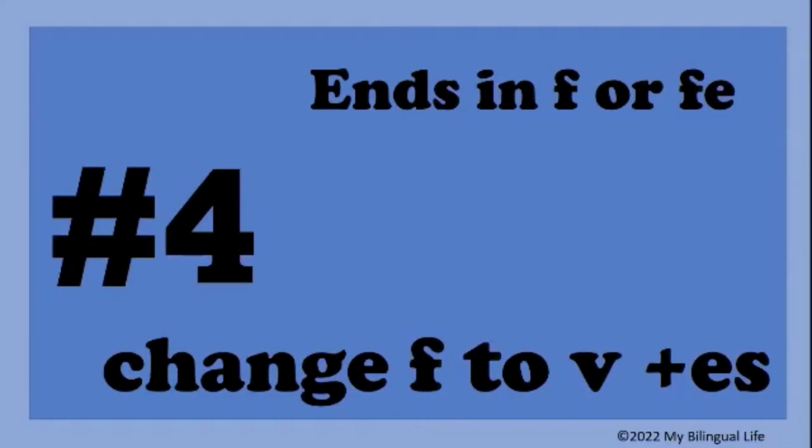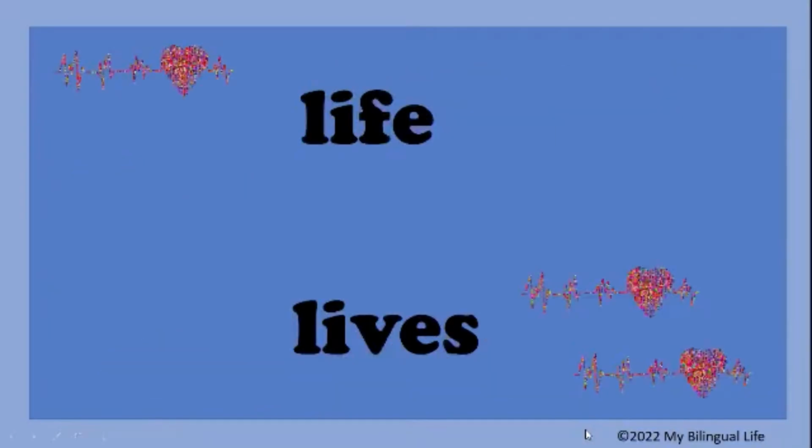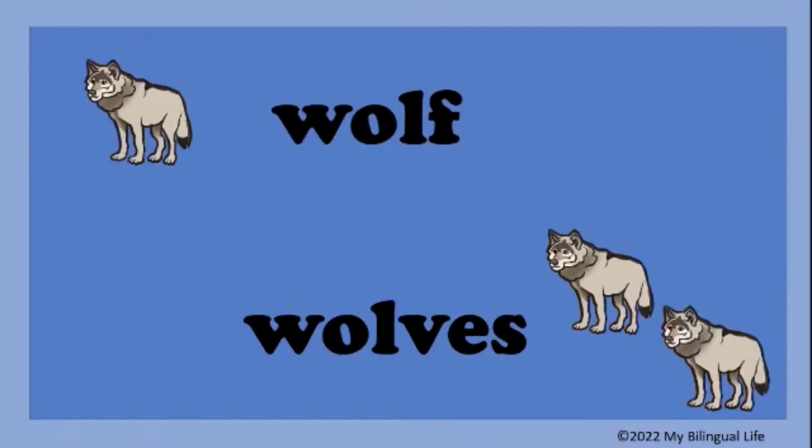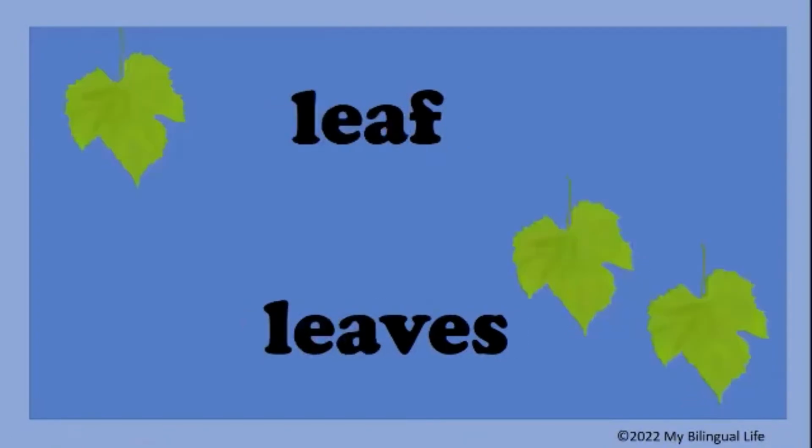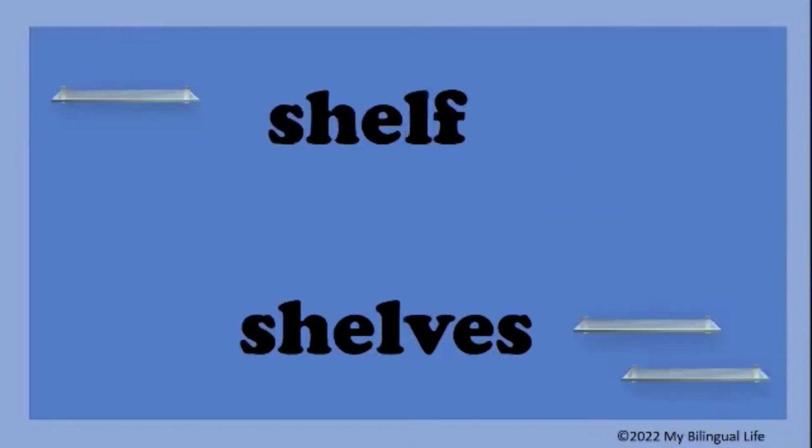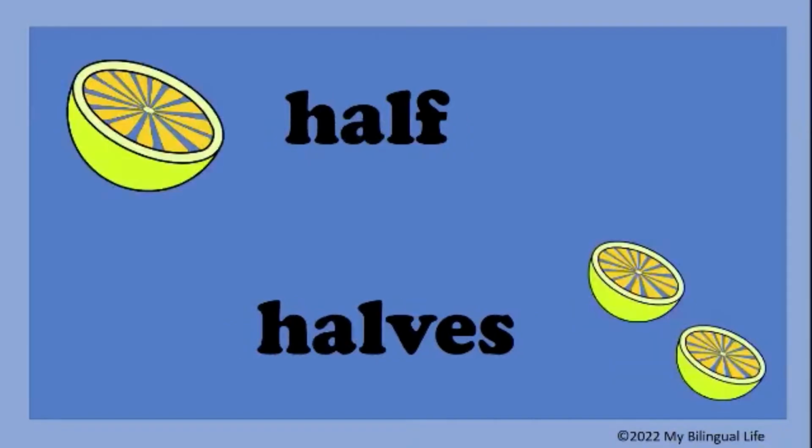The next rule, number 4, is if it ends in an F or an FE, you change the F to a V and add ES. Life, lives. Wolf, wolves. Leaf, leaves. Shelf, shelves. Half, halves.